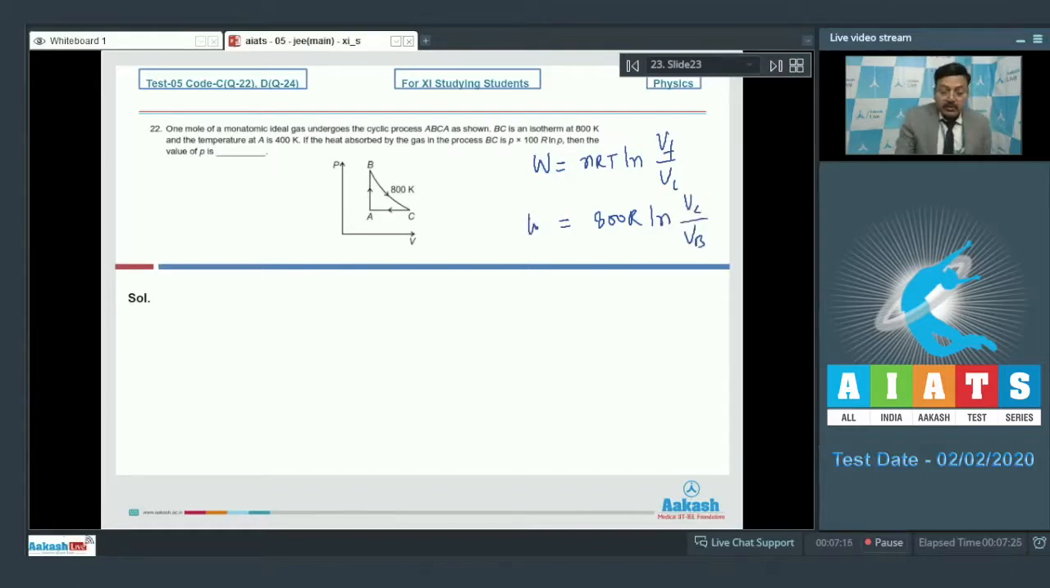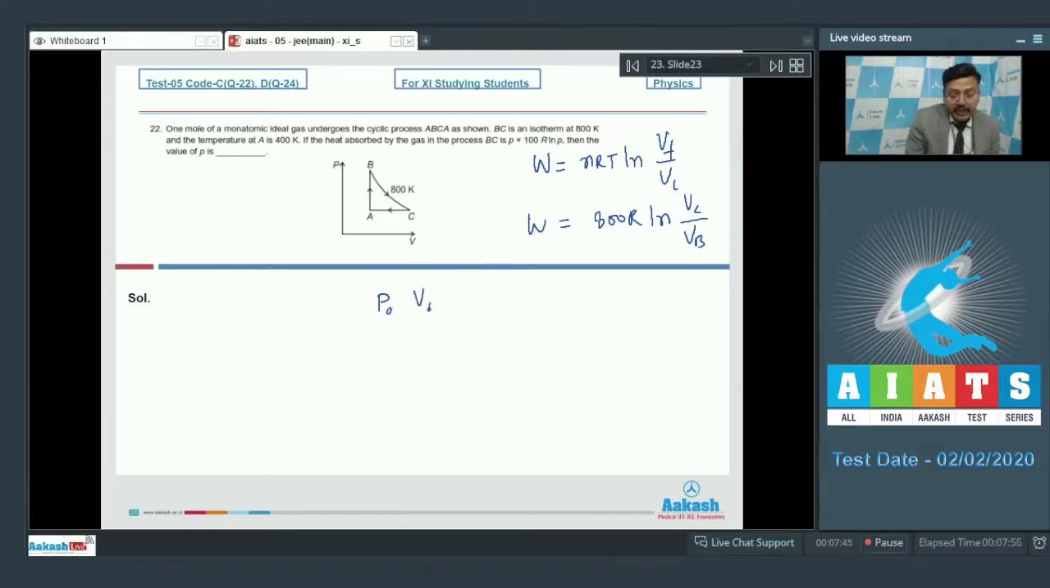So now to find the work done, we have to evaluate Vc by Vb, and we can see from the graph it's very clear that Vb and Va are equal, and we can easily relate Va and Vc by using the ideal gas equation. Now since the temperature at A is 400 Kelvin, that means pressures Pa and Pc are both equal. Let's say that pressure is P0.